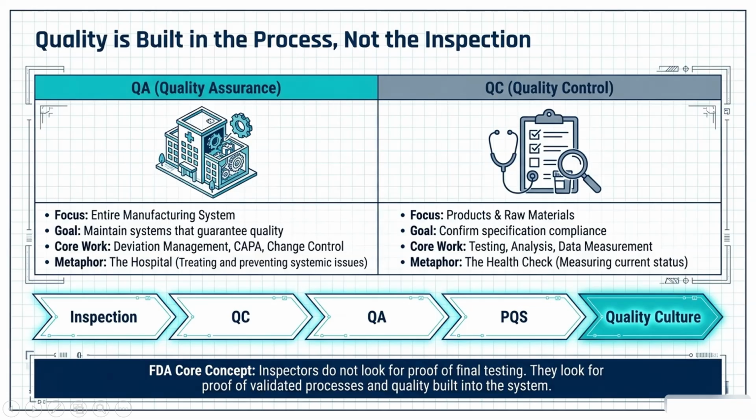Think of QC as a health check. It tests products and raw materials to confirm they meet specifications. QA, on the other hand, is like the hospital. It focuses on the entire manufacturing system, treating and preventing systemic issues through deviation management, CAPA, and change control.